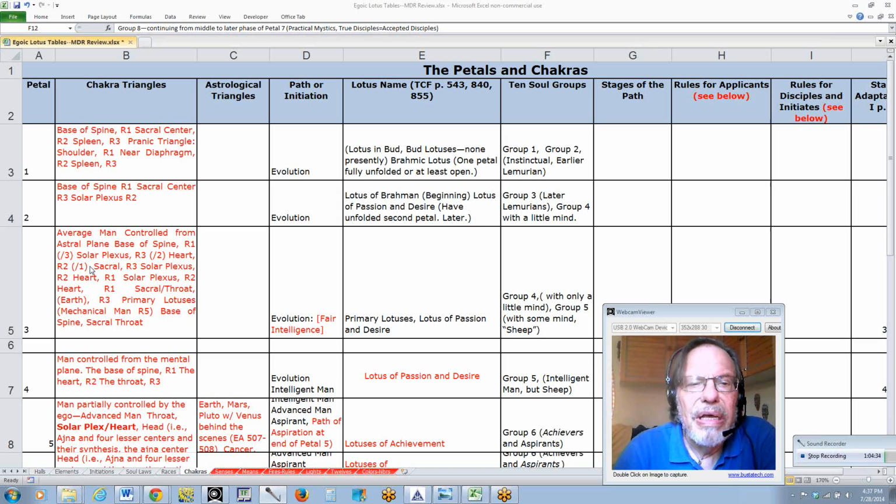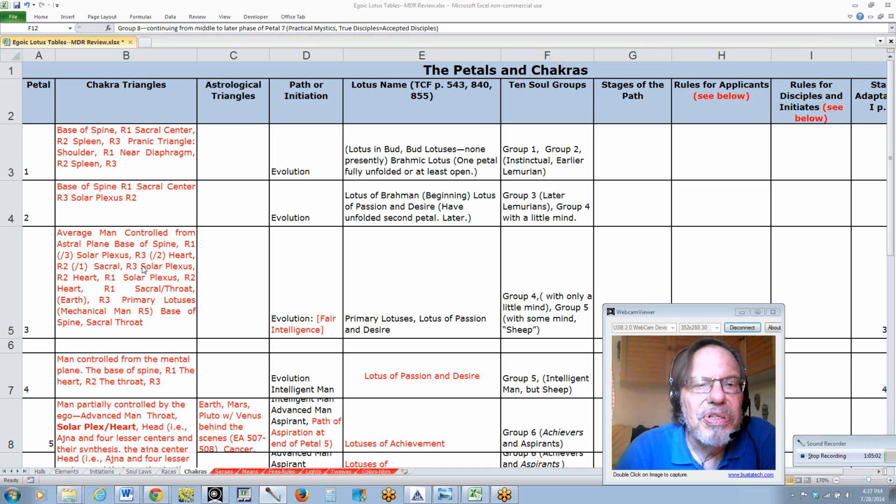In every triangle, the first, second, and third aspects are represented. So the base of the spine, ray 1, basically solar plexus. In this case, ray 3, and the heart, ray 2. Or the alternative, base of the spine, ray 3, it is connected with the fires of matter. Solar plexus, ray 2, heart as the major center, ray 1.